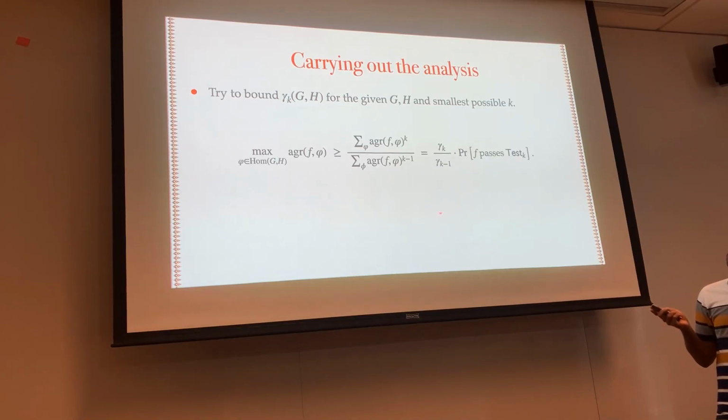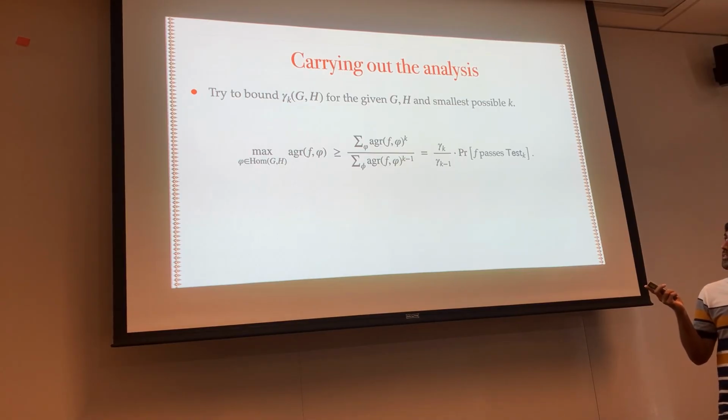The analysis is just, once you have the kth moments, it's nothing, right? You just have this kind of ratio. Each of these moments is gamma k times something, and gamma k minus 1 times some number which is less than 1, at most 1. It's the test passing probability of the k minus 1 query test.